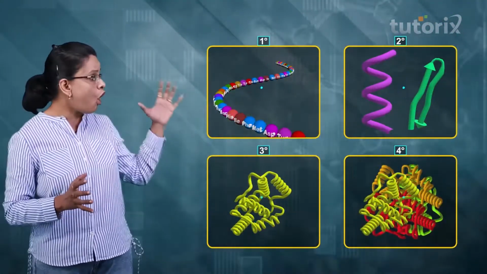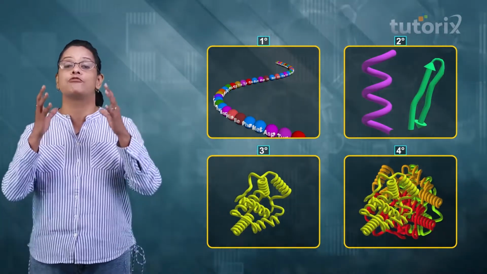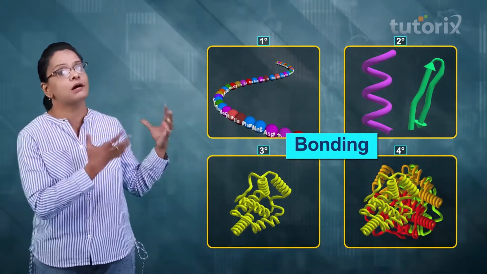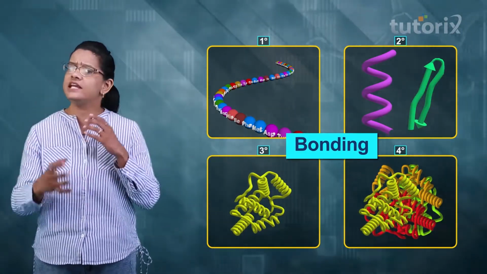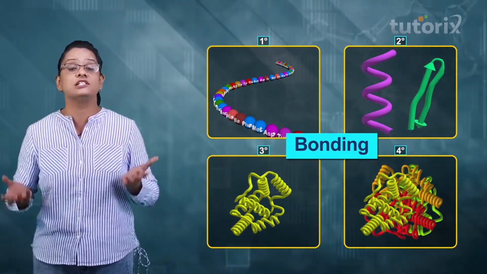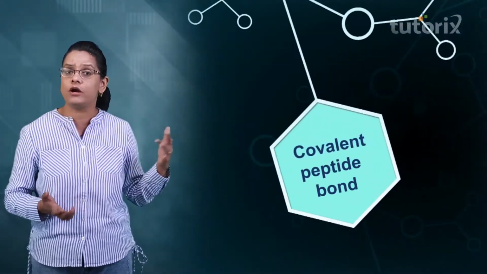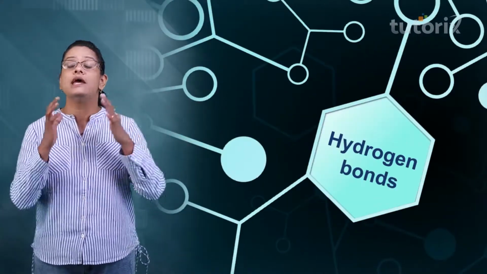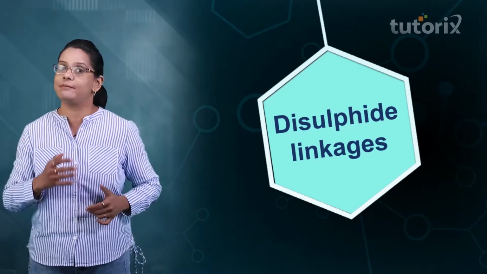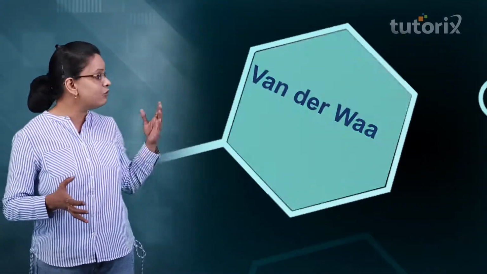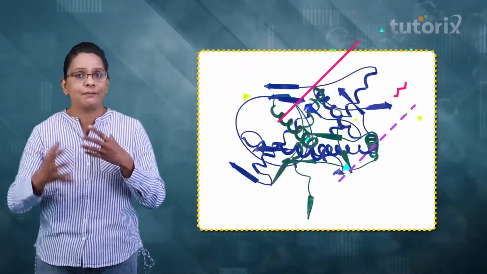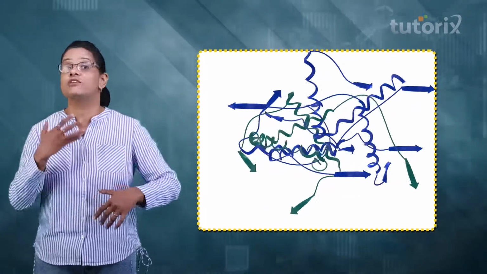Now friends, all these 4 structures are formed because of the bondings which are present in the molecules. So there are various interactions which lead to formation of these bonds, and these interactions can be covalent peptide bonds, they can be hydrogen bonds, they can also be disulfide linkages between sulfur containing amino acids, and also they can be van der Waals interactions. So all these interactions actually help in stabilizing the protein and formation of its structure.